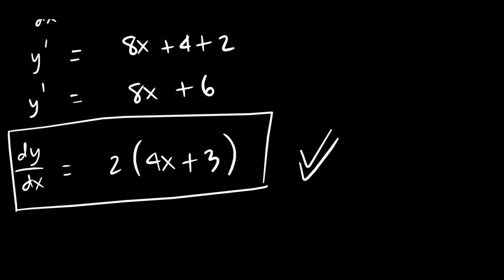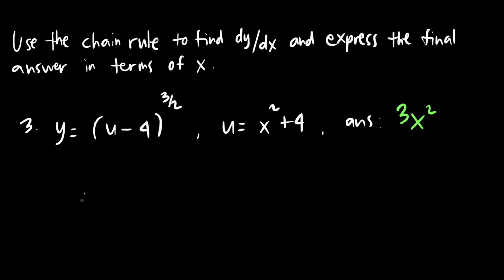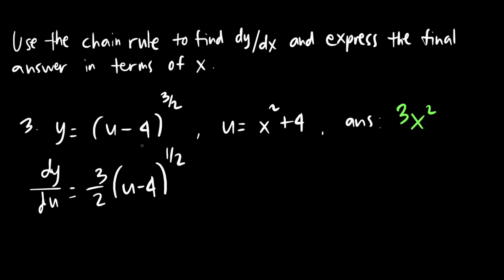So let's proceed to number 3. So for number 3, y is equal to u minus 4 raised to the power of 3 halves. So we'll find first dy over du to find dy over dx, and then du over dx. So we have dy over du is equal to 3 halves multiplied by u minus 4 raised to the power of 3 halves minus 1, which is just equal to 1 half. The derivative of the inside, u minus 4, is just equal to 1.